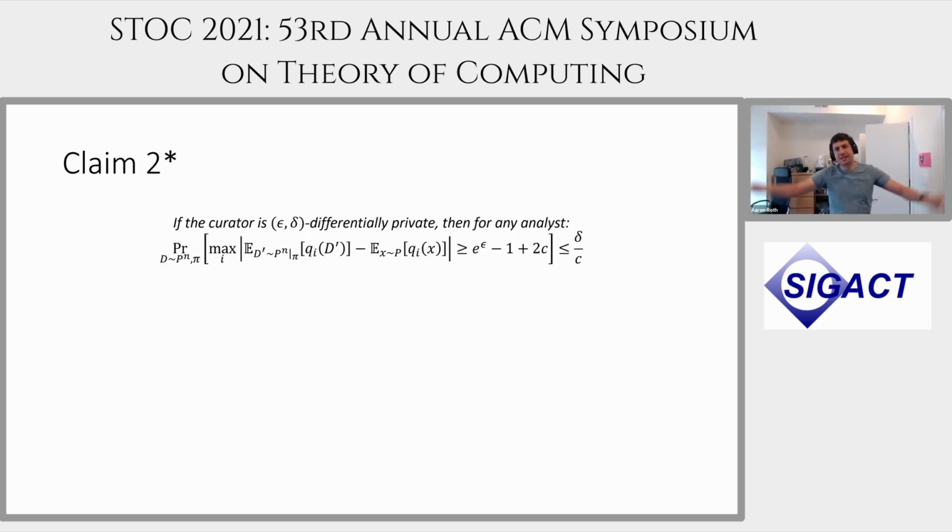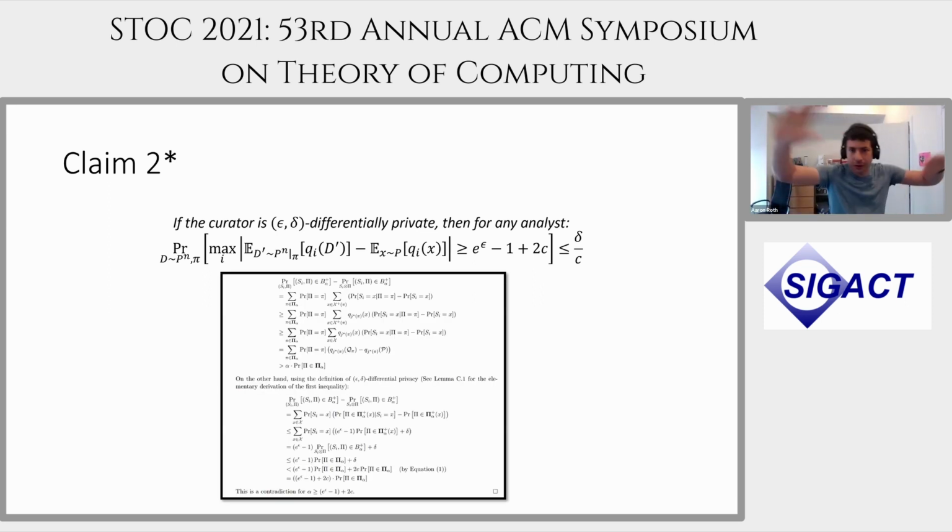Now that was for epsilon 0 privacy. The same thing is true for epsilon-delta privacy. Instead of being like 3 lines of algebra, it's like 10 lines of algebra. I won't go through it, but this is what it looks like in the paper. Conceptually, it's not much more complicated.